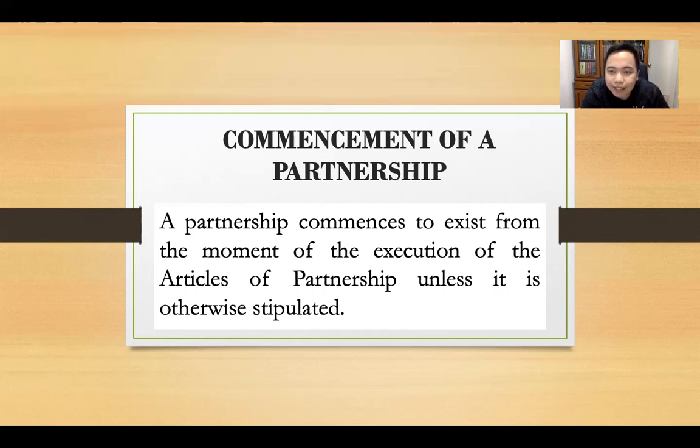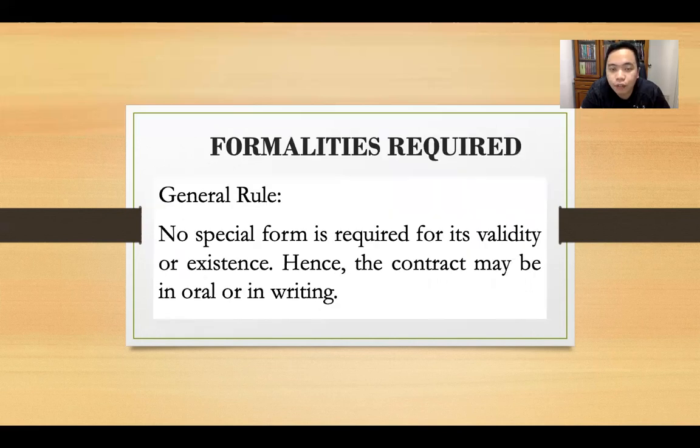Okay. Is there an exception to this general rule? Yes, there is. The articles of partnership itself can provide for a specific date of the commencement of the partnership, which is separate from the date of execution. So, class, pwede yun. Pwedeng ilagay sa articles of partnership, these articles of partnership will commence to exist 6 months after the execution of this agreement. So, kinikilala yan ng batas. But in the absence of a stipulation, then partnership commences from the execution of the articles of partnership.